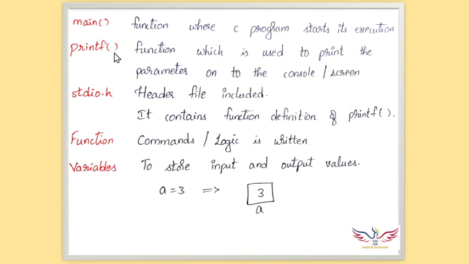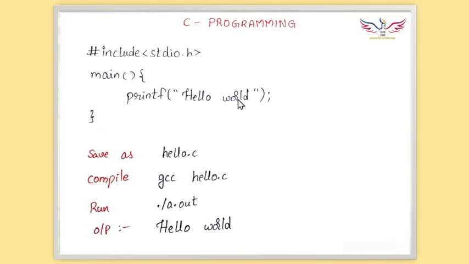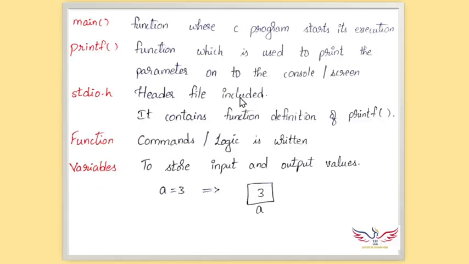What do you mean by printf? It is used to print the parameter onto the console or screen. What do you mean by the parameter? The parameter is whatever we write in between these braces. This is called a parenthesis, and this is called a brace. So whatever we write in between the parentheses is called the parameter. It will print the parameter onto the console or screen. That is what printf does. Remember, these are all lowercase, not uppercase.